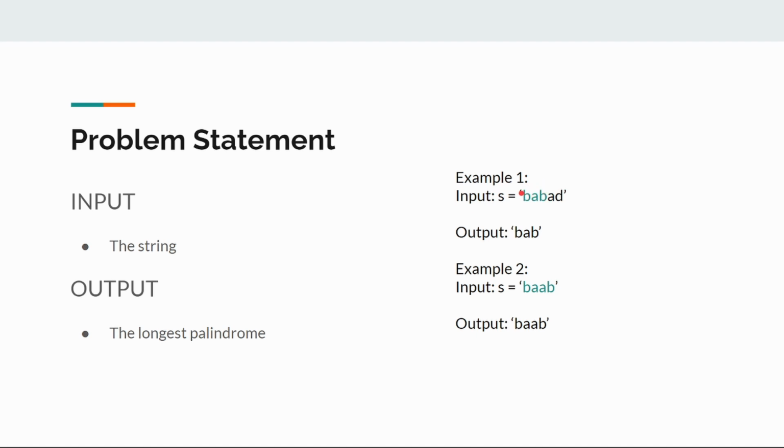Palindrome means that when it goes forwards and backwards, it's the same. So BAB is a palindrome. Example 2. This would be an even example. BAAB. BAAB backwards is still BAAB, so the output would be BAAB.